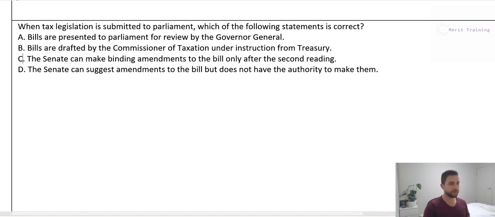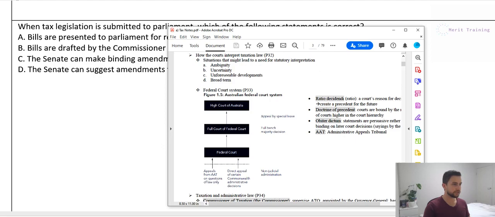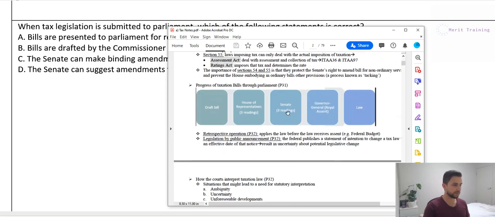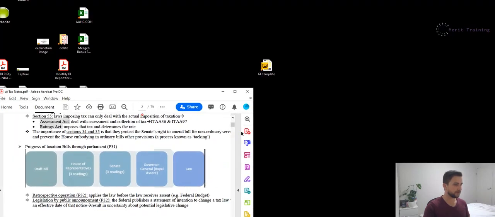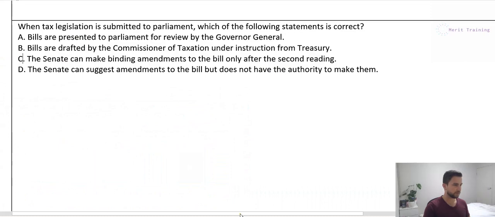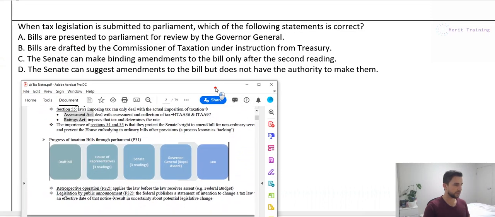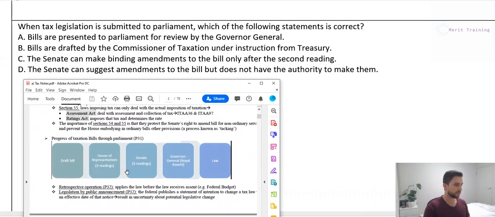C, the Senate can make a binding amendment to the bill only after the second reading. And D, the Senate can suggest amendments to the bill, but does not have the authority to make them. So to answer this question, the thought process is going to be bring up our notes and go to the progress of taxation bills through Parliament. So we can see here that we start off with draft bill, House Reps, Senate, Governor General, and then law.